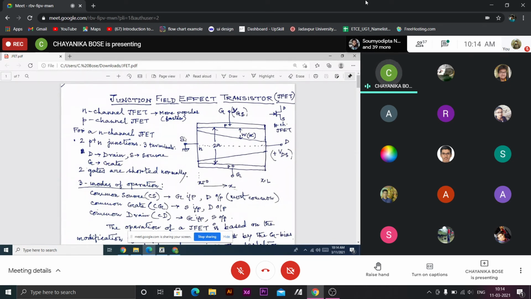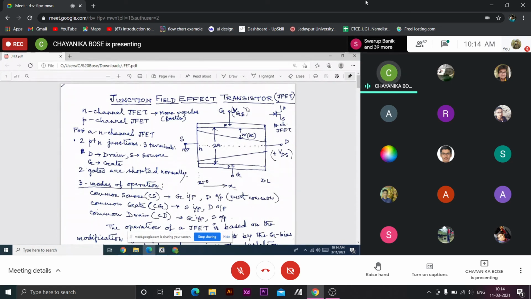So it is a 3-terminal device, and we can exercise control on the current flowing through the device. So it is a transistor. There is a control terminal and it is a 3-terminal device.